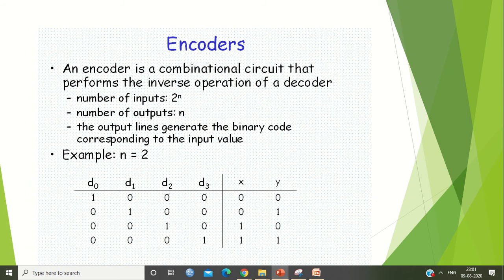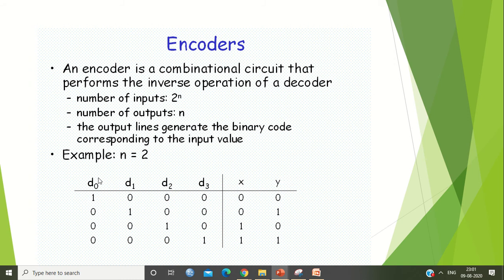So for an encoder, the number of inputs will be 2 power n, and the number of outputs will be n, and the output lines generate the binary code corresponding to the input value. For example, when n is equal to 2, 2 power 2 is equal to 4. So this encoder is of the 4:2 encoder type. Here the number of inputs is 4, D0, D1, D2 and D3, and the output is indicated as XY.